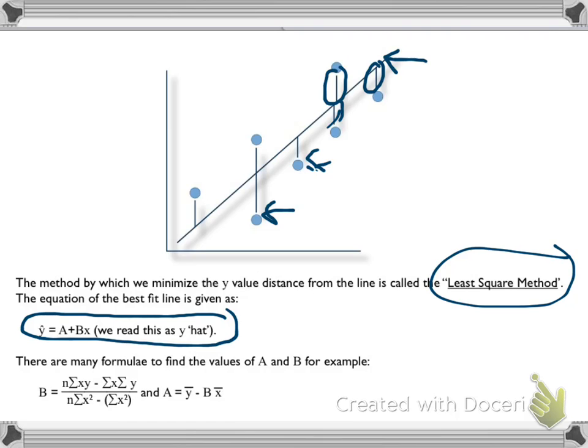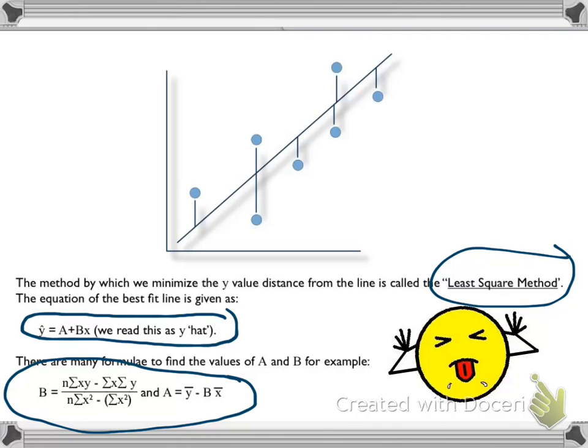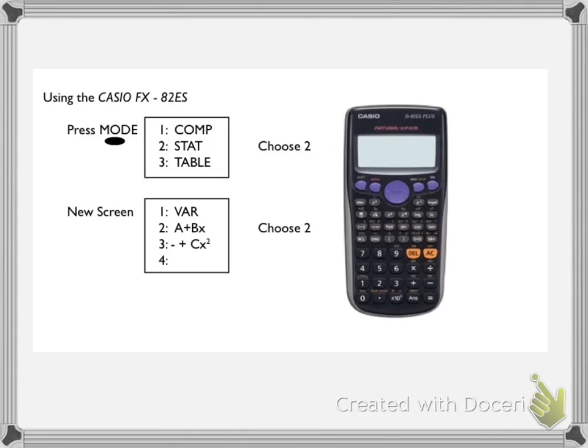There are many formulae to find those values of a and b, and an example of one of those formulae is this biggie over here, where the b value, obviously that's your gradient, is given by n times blah, blah, blah. Now the bad news is this formula is not on the data sheet. You do not have to learn that. The good news is we can rely on our very old faithful Casio FX82ES.